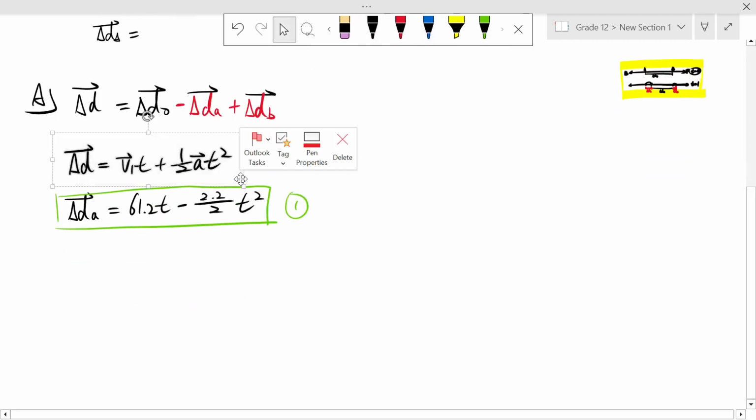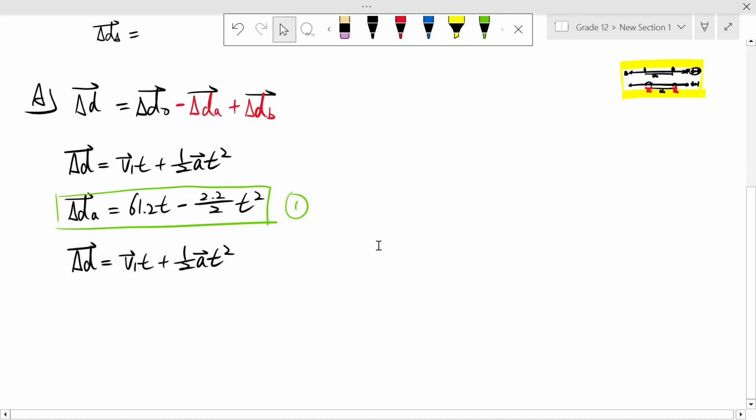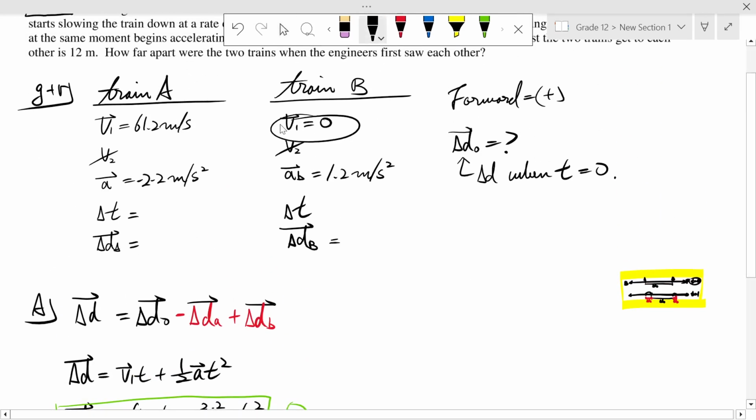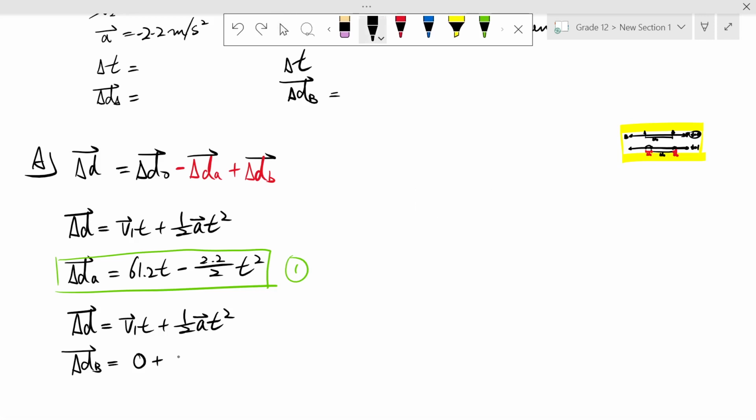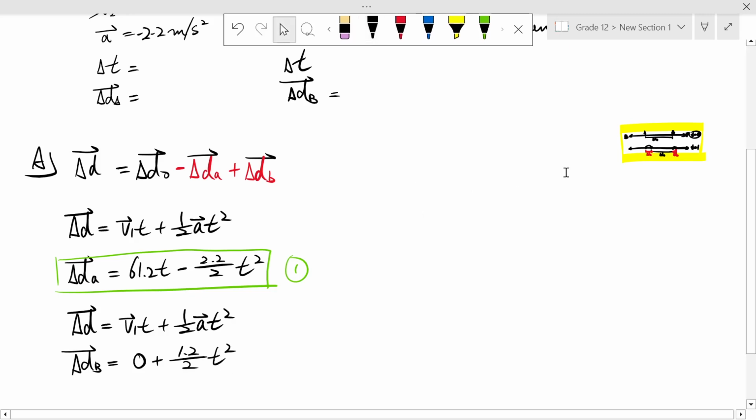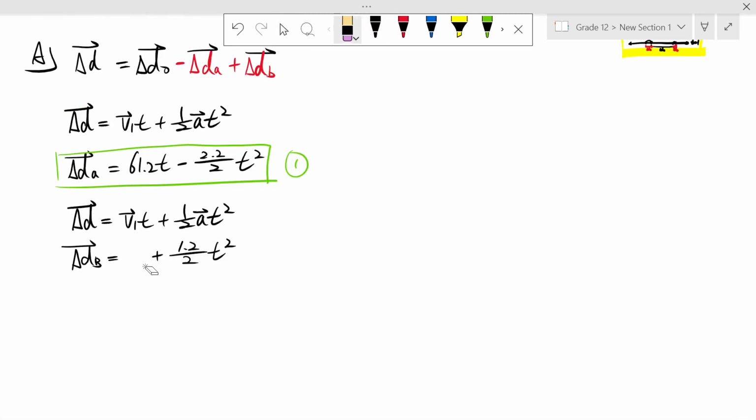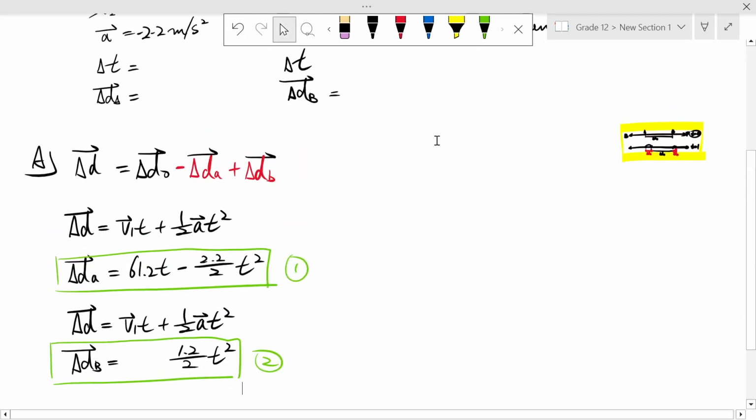Now, just to save time, I'm just going to paste this again over here. This time it's delta dB, because I have a 0 initial velocity. Then I can just do 1.2 meters per second squared over 2. That's my a over 2, t squared. You know 0 is not going to do anything, so that's that. That's my equation 2.